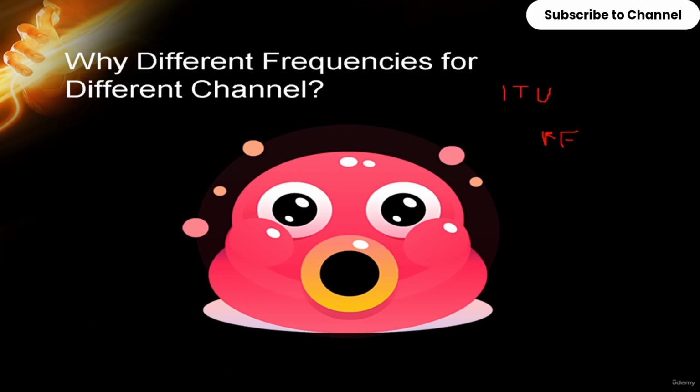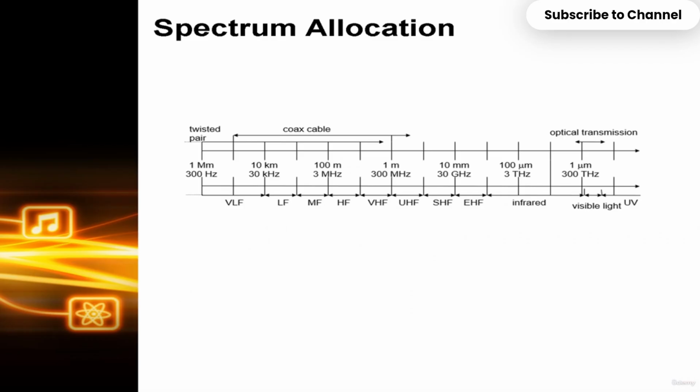RF bands are allocated by the ITU for different radio transmission technologies and their applications. Various radio regulations are also given by the ITU. Radio regulations are denoted as RR. So we need different frequencies for different channels. Hope you can understand everything. Next we will see spectrum allocations.